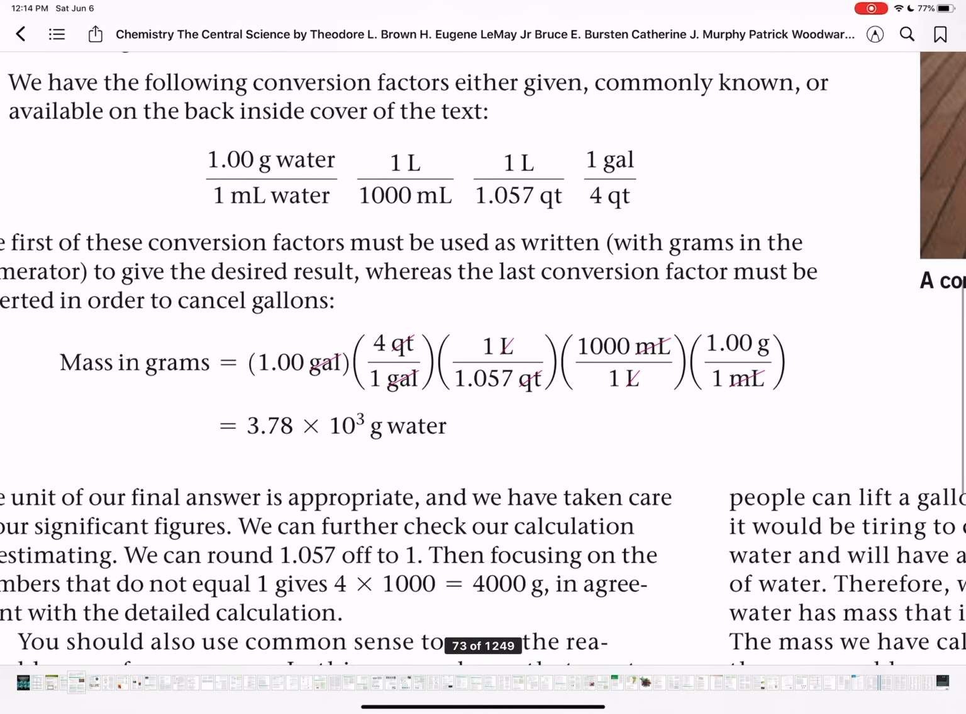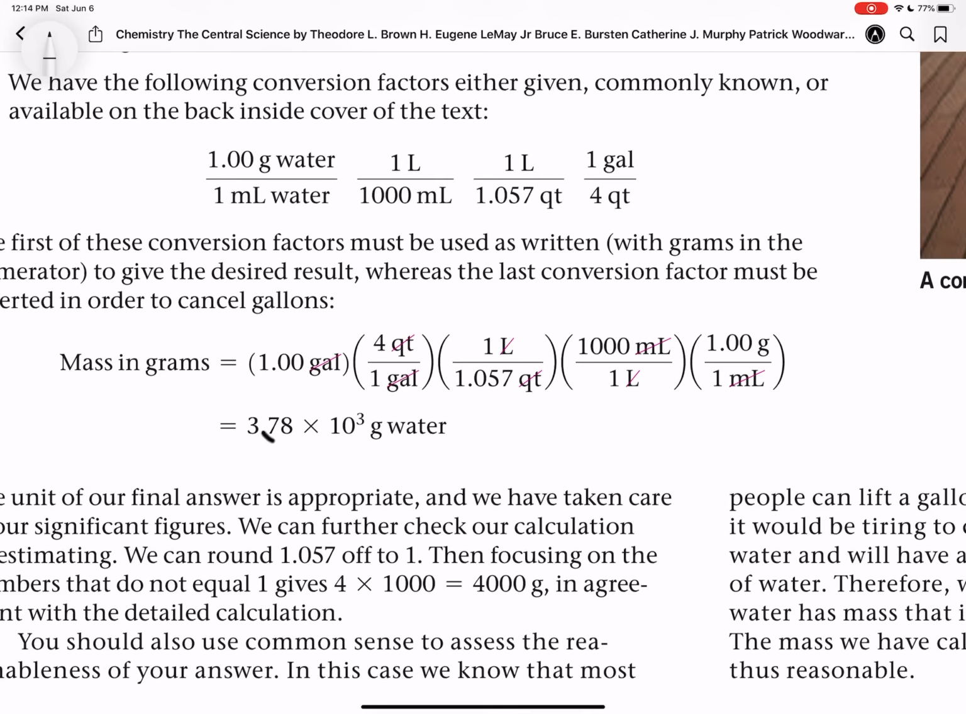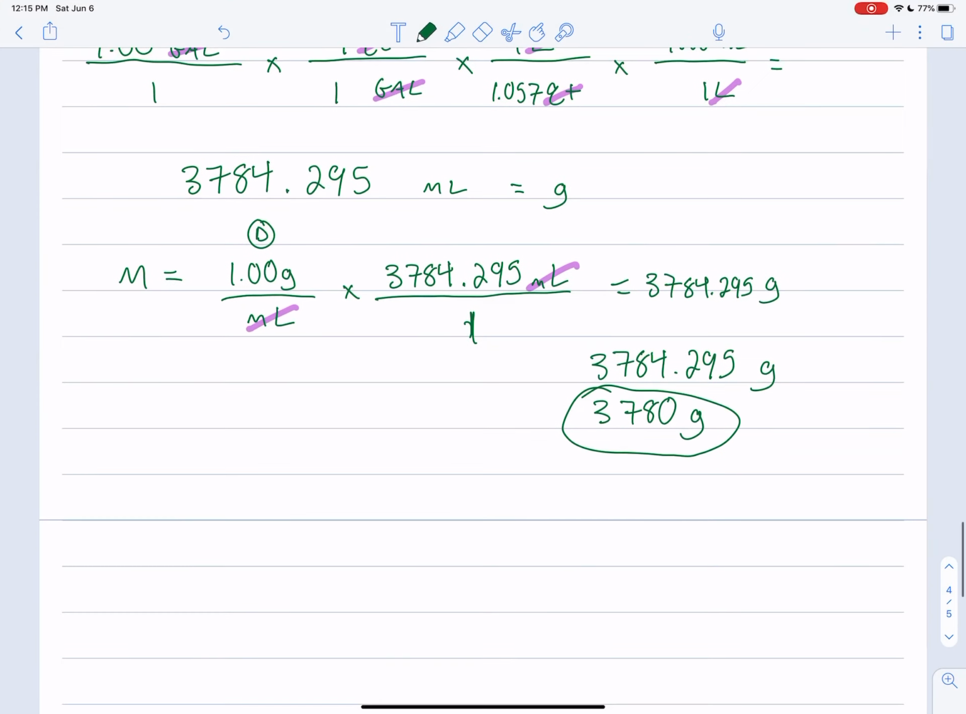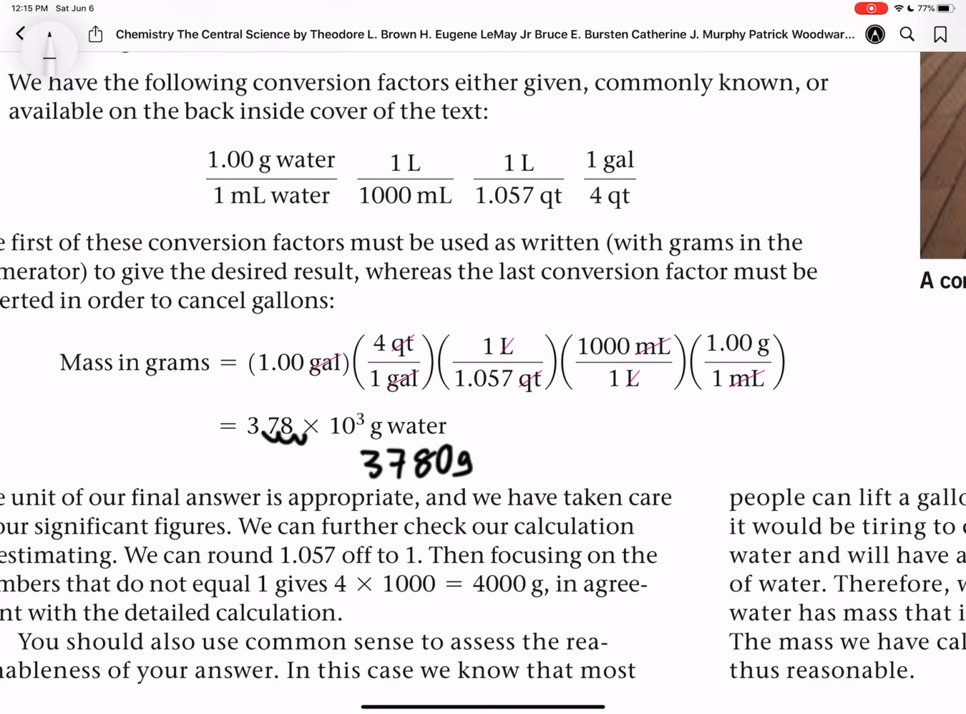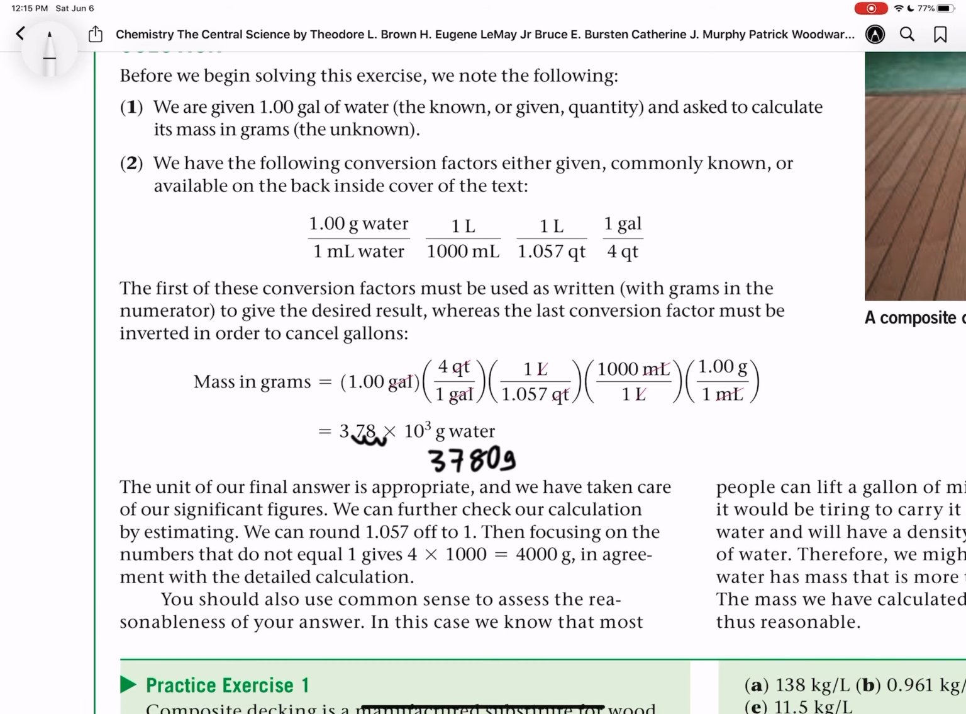Okay, it always freaks you out when this is in scientific notation, but look what we have. Times 10 to the third. 3780 grams. And we can even double check. If we put ours in scientific notation, 3.78 times 10 to the third. All right, and there you have it. Again, always refreshing to be able to get the right answer here. So, awesome.